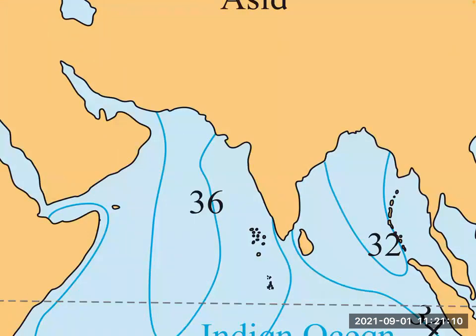How is it possible? The same country, we have both border outlines, no? The Bay of Bengal and the Arabian Sea. But in the Bay of Bengal, the salinity rate is 32. On the Arabian Sea side, it's 36. How much difference! How is it possible?